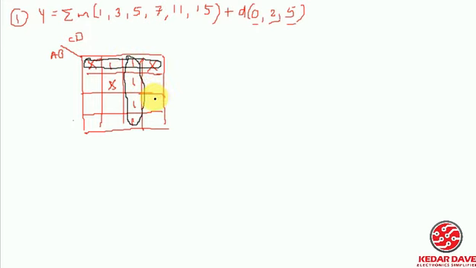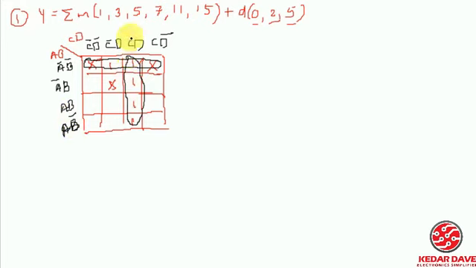Then it will be representing some variables this way. Here it will be C bar D bar, here it will be C bar D, here it will be C D, here it will be C D bar. The same way the places will be over here: we can write A bar B bar, A bar B over here, A B over here, and A B bar over here. This way it can be represented.